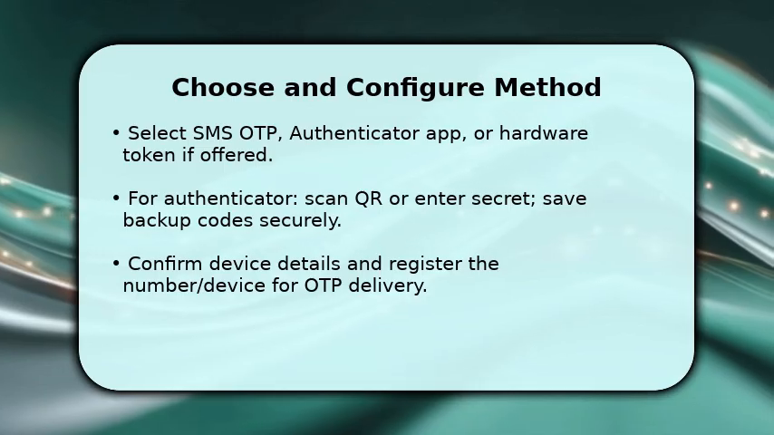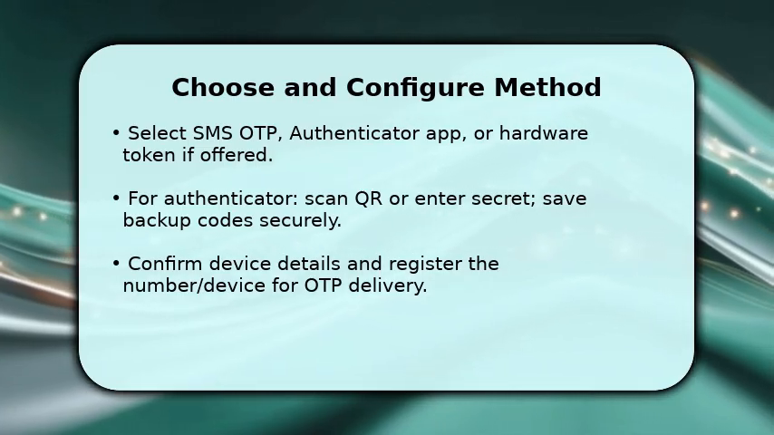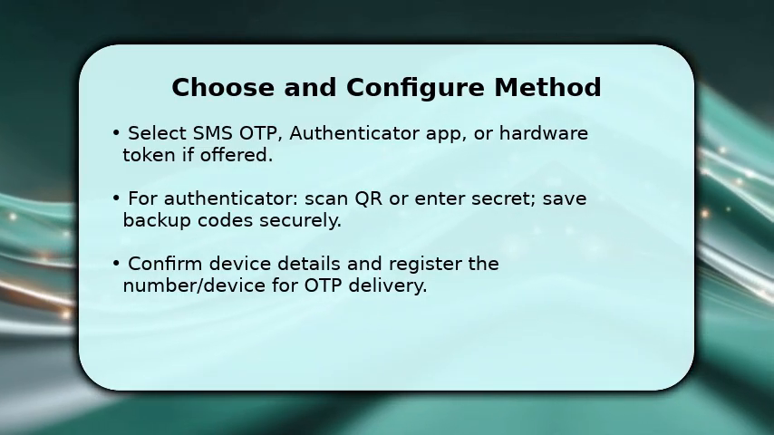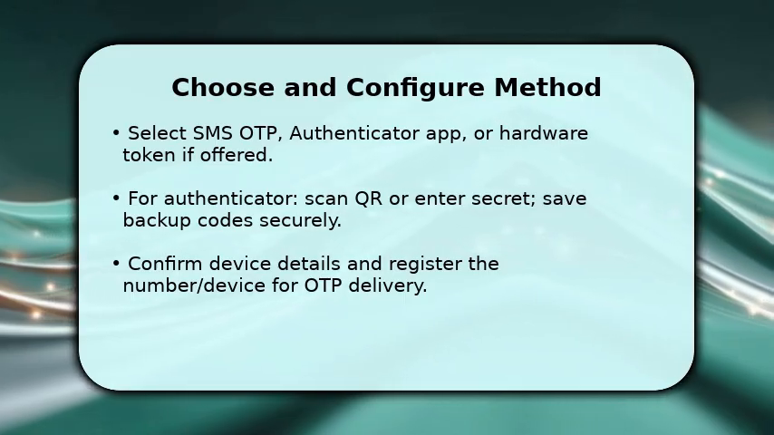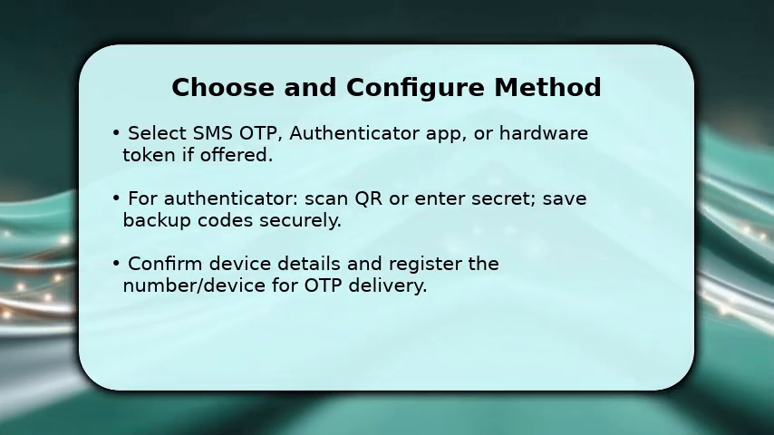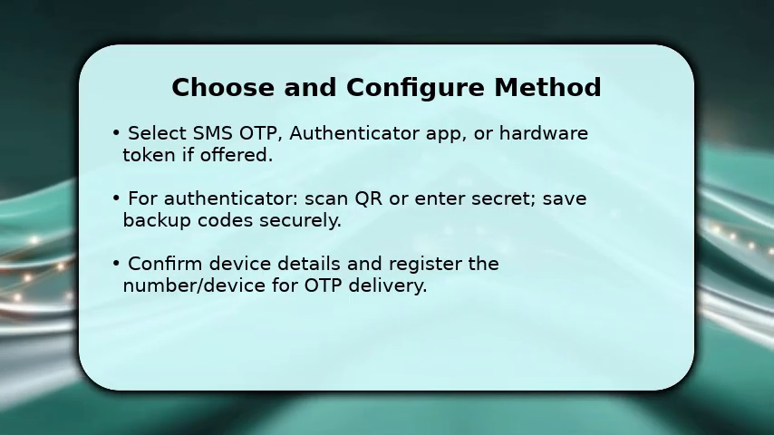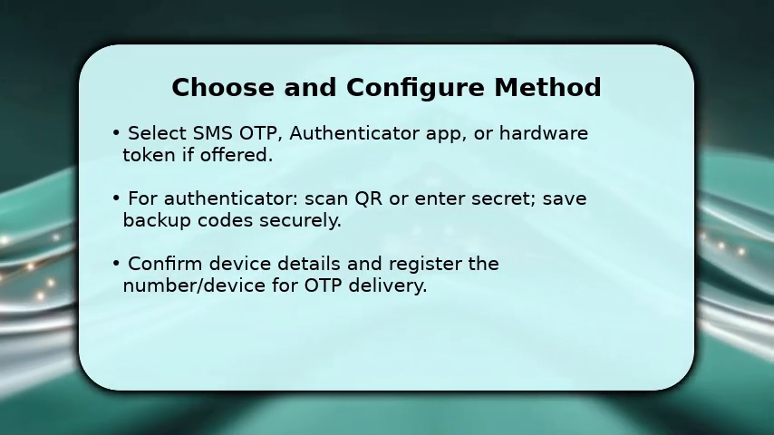For SMS auth, verify the registered mobile number shown and update it if needed, then request a test OTP. Make sure the device name and contact are accurate. This ties the second factor to your account and prevents lockout.